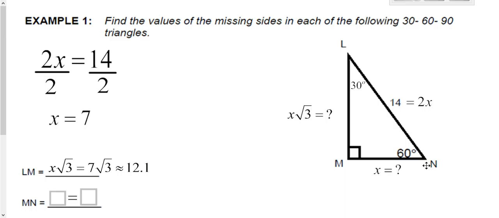Then the MN side, I look at it. That one's labeled just x. And what does x equal? We just found it right here. For this problem, it is 7. We're done. We found those two sides. It's that simple. A few more examples we'll run through. If I go too fast, just pause it. But listen to the reasoning, what we're doing.